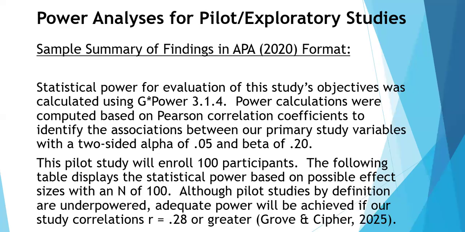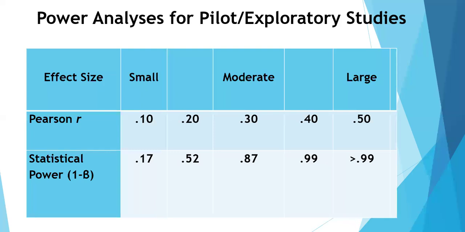We are planning to enroll 100 participants. We are planning for Pearson correlations to be our statistical analysis at a two-sided alpha of 0.05, beta of 0.2, meaning that our power goal is 0.8. And so let's take a look at the table here. So you have 5 presented effect sizes from 0.1, which is a small Pearson R, all the way to 0.5, which is considered a large Pearson R. And you can see the associated statistical power for each and every Pearson R value.